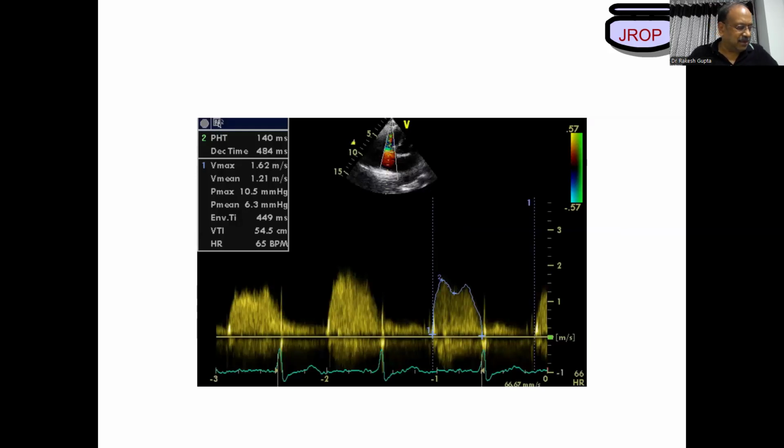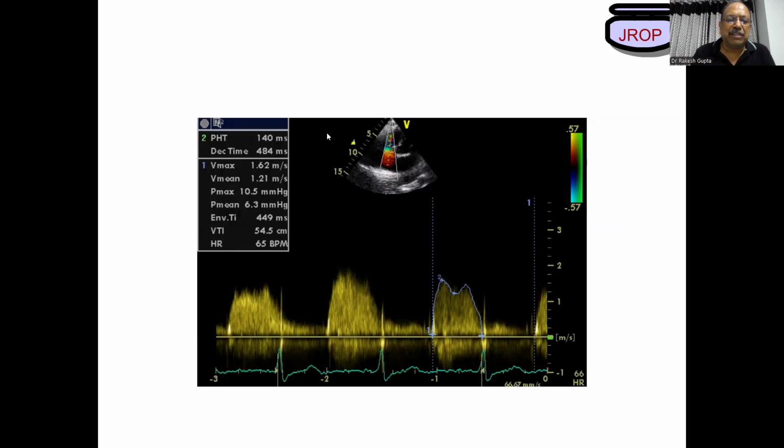Pressure half time, and one more thing I told you. If anybody can remember that for the mitral valve: pressure half time and VTI ratio. VTI ratio. Perfect. That's really good.